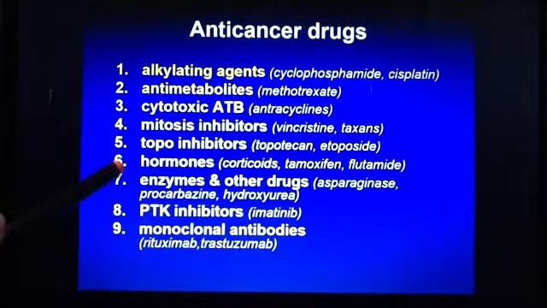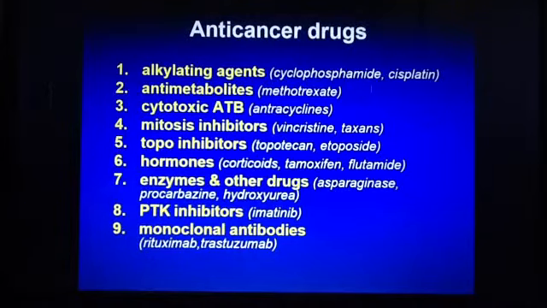And number 6, hormones, corticoids, tamoxifen, flutamide. These are the hormones. Number 7, the enzymes and other drugs such as asparaginase and procarbazine and hydroxyurea. And number 8, the PTK inhibitors such as imatinib. And number 9, monoclonal antibodies such as rituximab and trastuzumab.